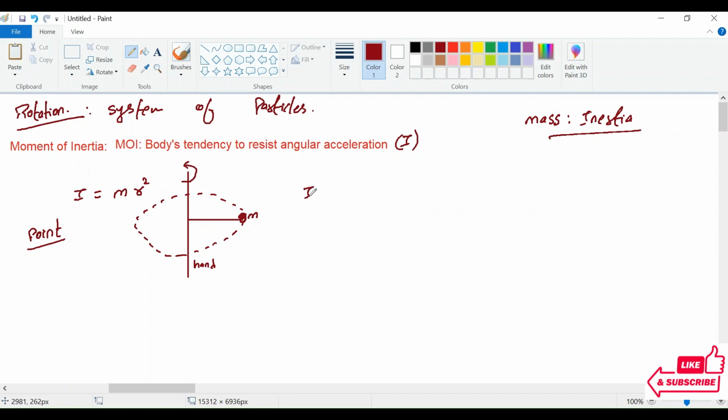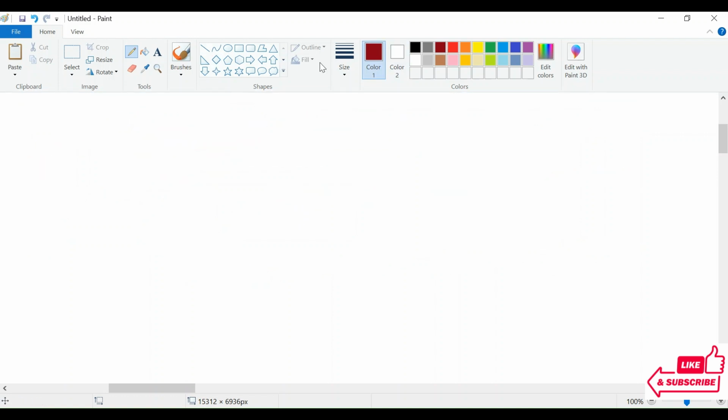Now, what is its moment of inertia? I is m r square, where m is the mass of the object, and r is the perpendicular distance. R is very important. R is the perpendicular distance of mass m from the axis of rotation. What is the axis of rotation here? Your hand is the axis of rotation. So from this line, how much perpendicular distance it is, that is your m r square.